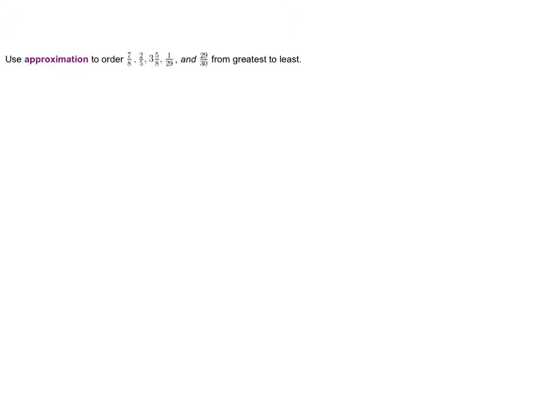Okay, so they want us to use approximation to put all of these in order. So we've got 7/8, 2/5, 3 5/8, 1 over 29, and 29 over 30, from greatest to least. If we look at these, 4 of these fractions, the 7/8, the 2/5, the 1 over 29, and the 29 over 30, those are all smaller than 1. There's only one that's larger than 1, and that's this 3 5/8. So that is obviously going to be our largest number.